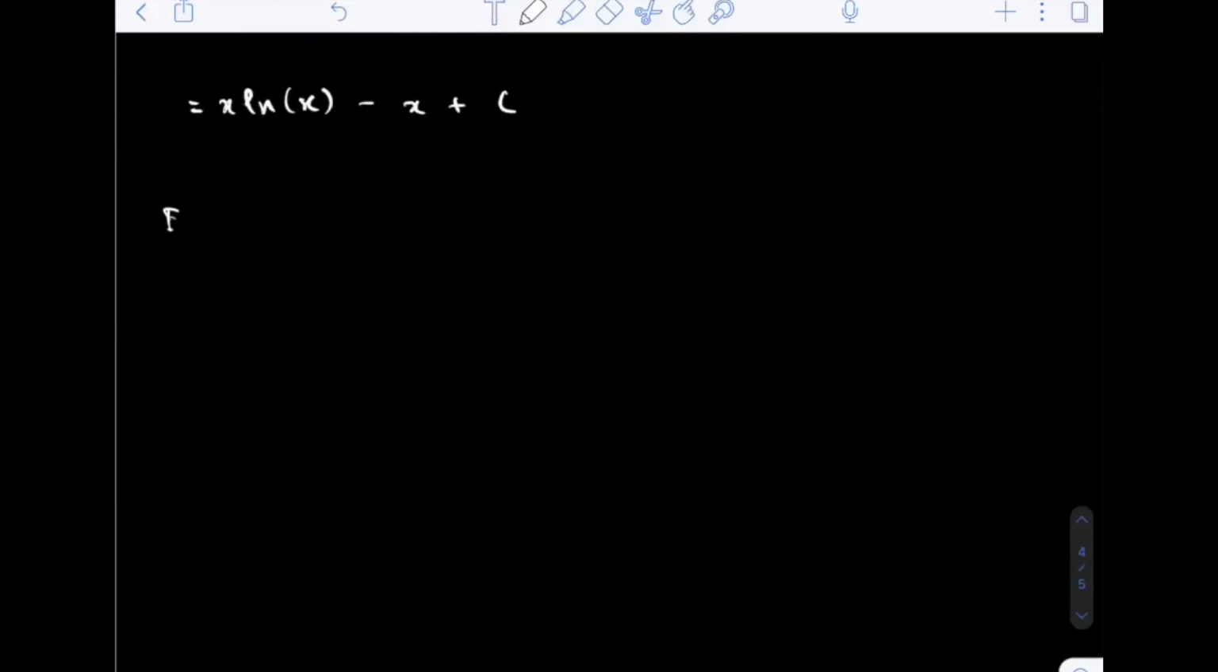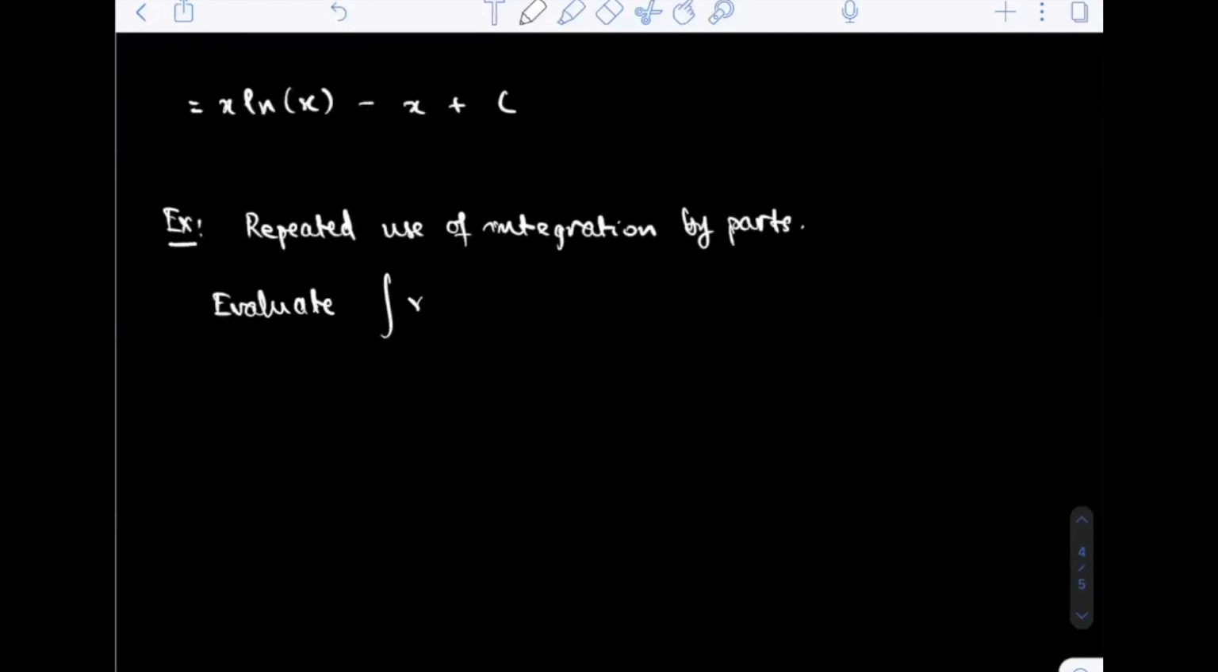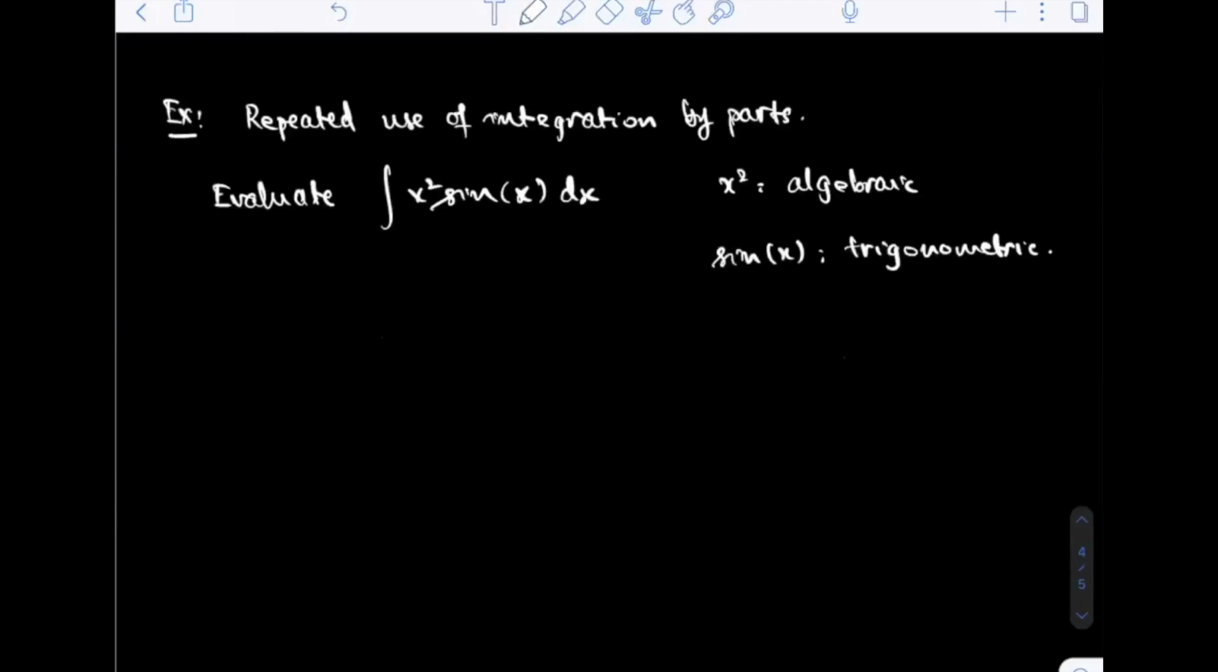So for the next example, this example is for repeated use of integration by parts. Sometimes you have to do integration by parts twice. So you evaluate this integral, x squared times sine of x. Once again, x squared is the algebraic function, and sine of x is the trigonometric function. Algebraic functions have a higher rank than trigonometric functions.